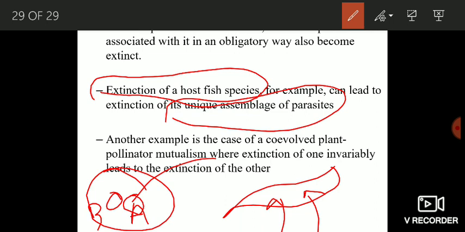Another example, which is the most important example, is the case of a co-evolved plant-pollinator mutualism. You know that plants and pollinators mutually benefit each other, and once a plant becomes extinct, the pollinator that depends on this plant also becomes extinct. Or if a pollinator is removed from a habitat, the plant that depends on that pollinator for pollination is also going to go extinct, because it cannot reproduce successfully.